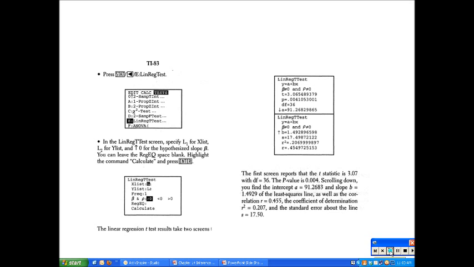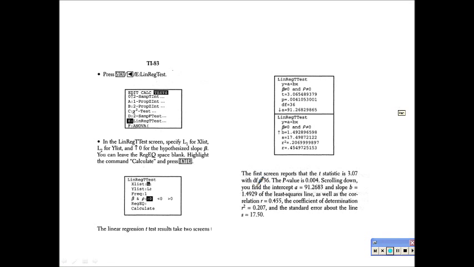The regression t-test results take two screens. The first screen reports that the t-statistic is 3.07 with degrees of freedom 36. The p-value is 0.4. And the slope is 1.429. And then you can get the standard error about the line. So here, according to our results, we have sufficient evidence to reject the null.